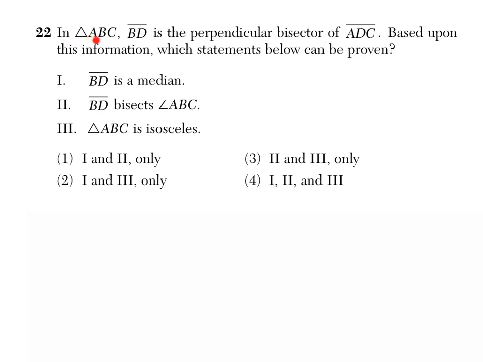Question number 22. In triangle ABC, segment BD is the perpendicular bisector of ADC. Based upon this information, which statements below can be proven? Great. So the first thing that we're going to do always is sketch this out so we have an idea of what this looks like.